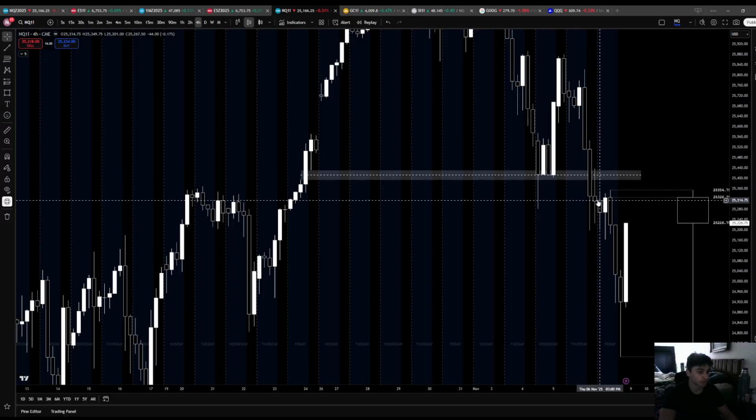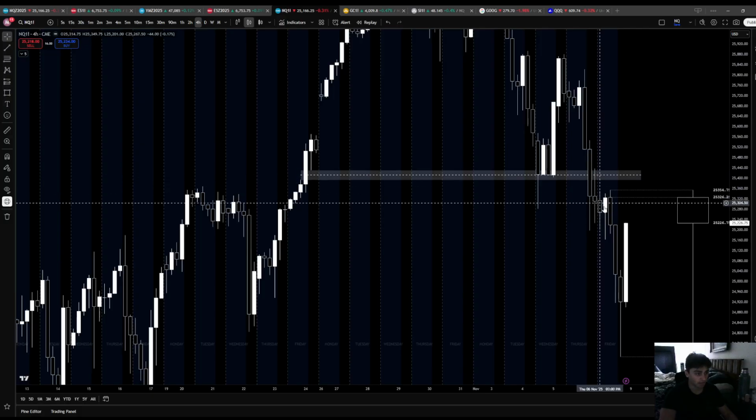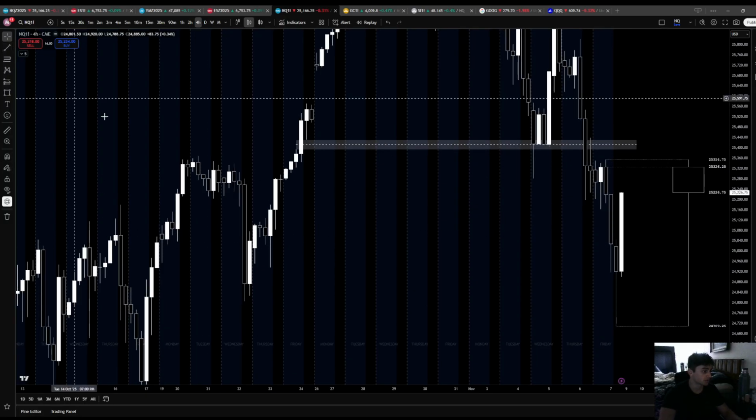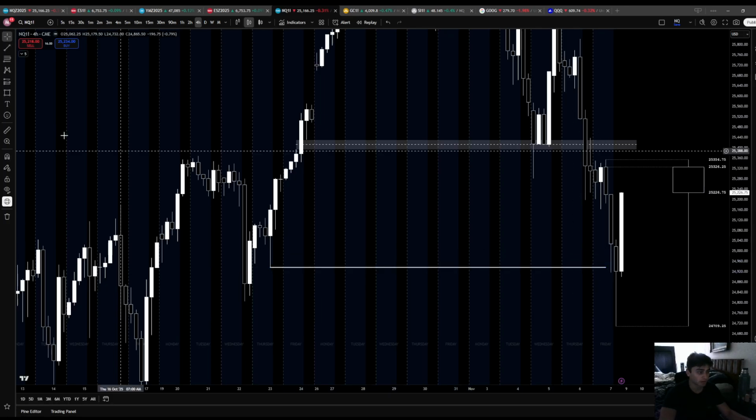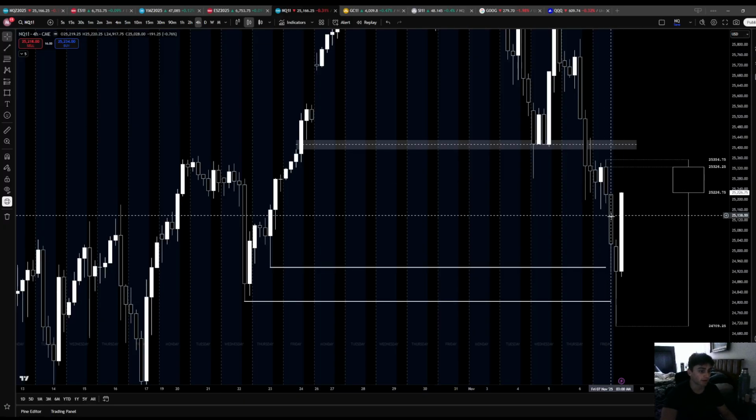So I'm super bearish coming into Friday off of this bias, thinking we're probably going to go lower, searching into this low here, and then likely this low here. Okay, so that's kind of where I got my bias from going into Friday.